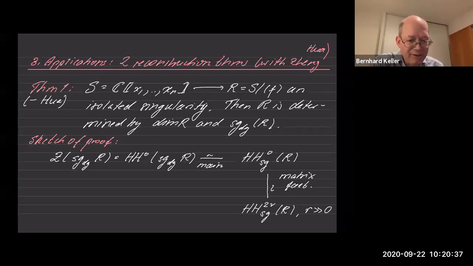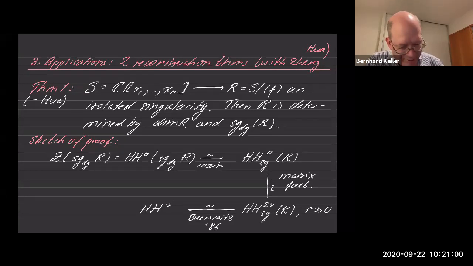Now, because R is a hypersurface, it's in particular Gorenstein, and therefore, by one of the results of Buchweitz from '86, its singular Hochschild cohomology coincides with its usual Hochschild cohomology, its classical Hochschild cohomology in high degrees.